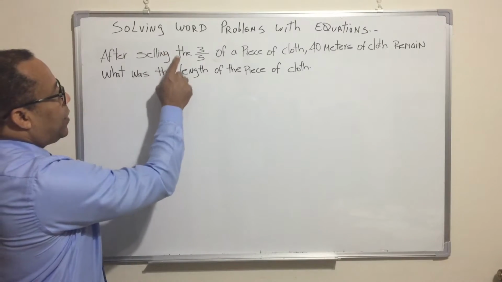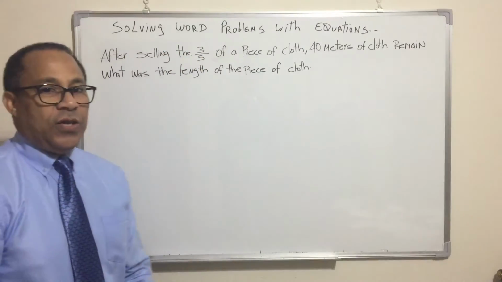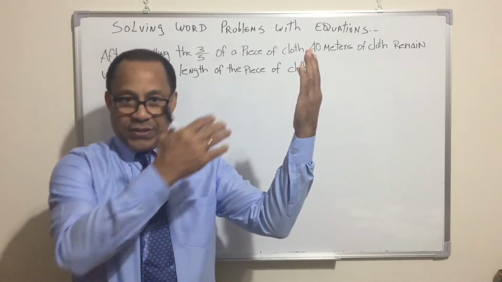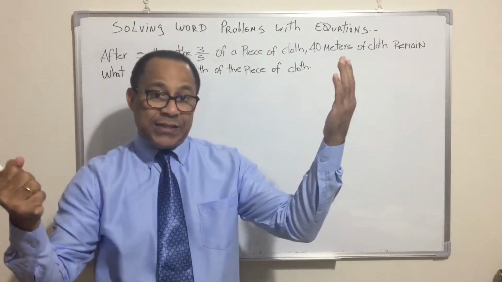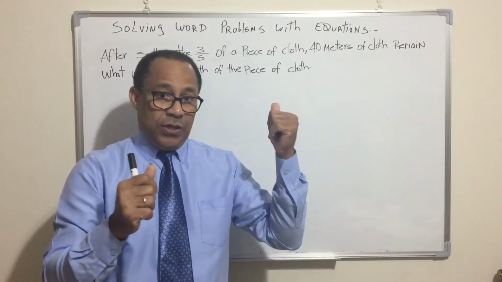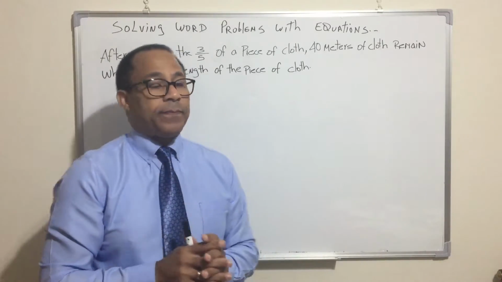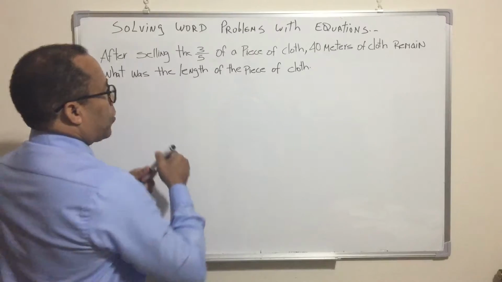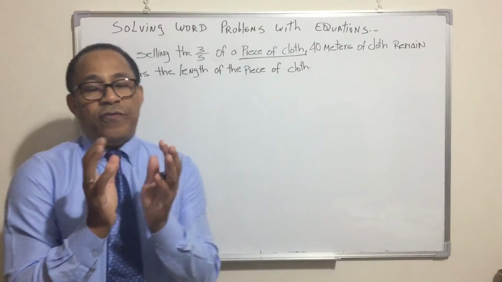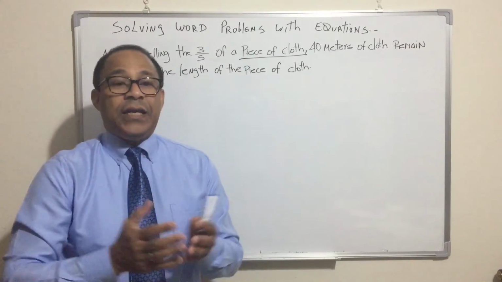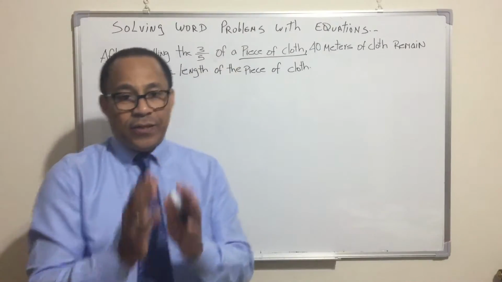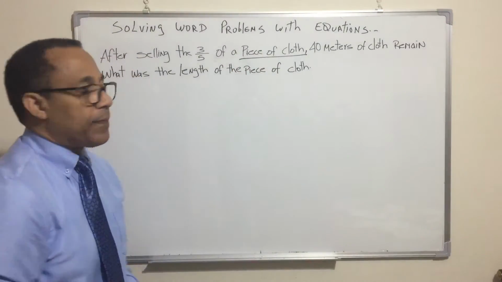After selling the 3/5, if you sell something, you have this amount, and you sell, you are going to have less. It means that you are subtracting. So number one, the operation right here is subtraction. Piece of cloth. We need to identify the object with a variable. In this case, let's use x as the variable. Let's use x as the piece of cloth.